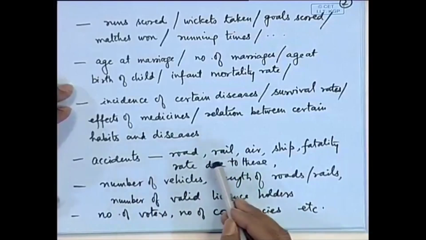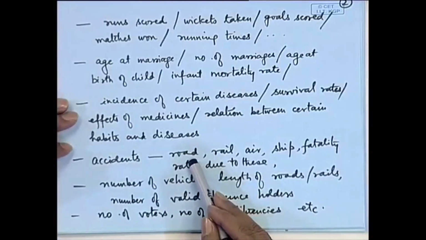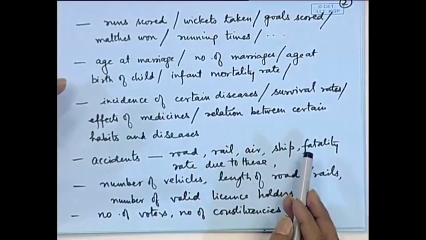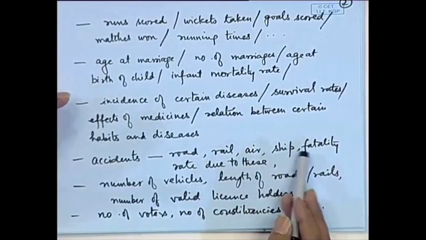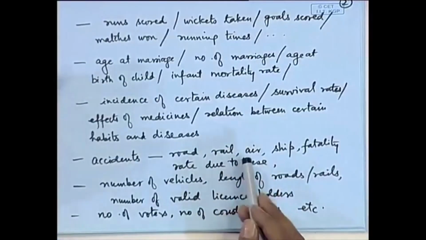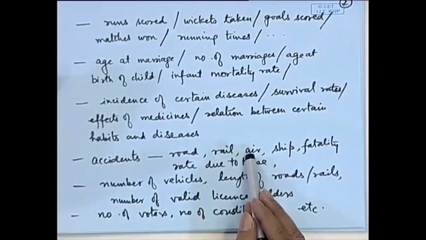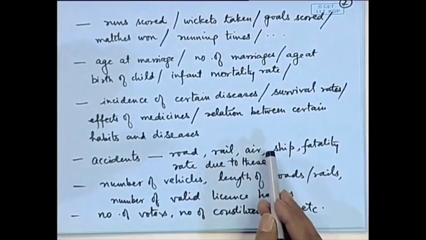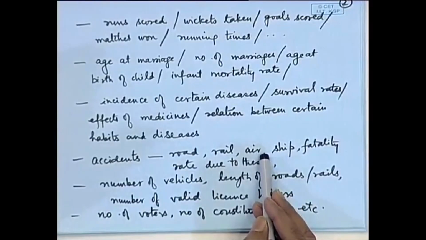The number of accidents due to various reasons such as road accidents, rail accidents, air accidents, ship accidents, and what is the mortality or fatality rate due to these accidents. For example, if it is observed that there are a large number of accidents due to a particular aircraft, then the aircraft may be grounded and that company will be asked to rectify those defects so that such accidents are avoided.